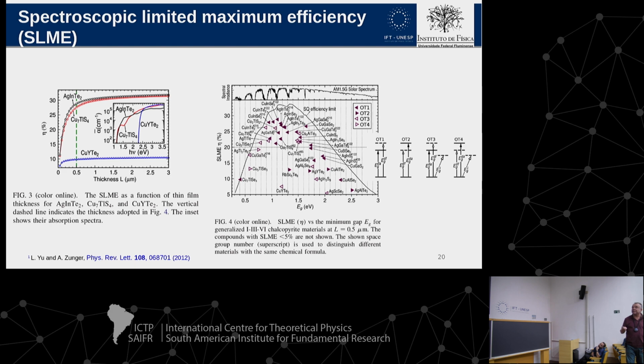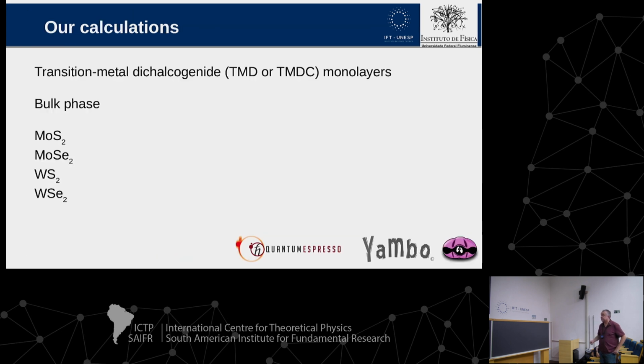And gallium arsenide here would be almost 30%. So just to give you the numbers for two very well-known semiconductors. Here they show the Shockley-Queisser limit and also the efficiency calculated by their approach.